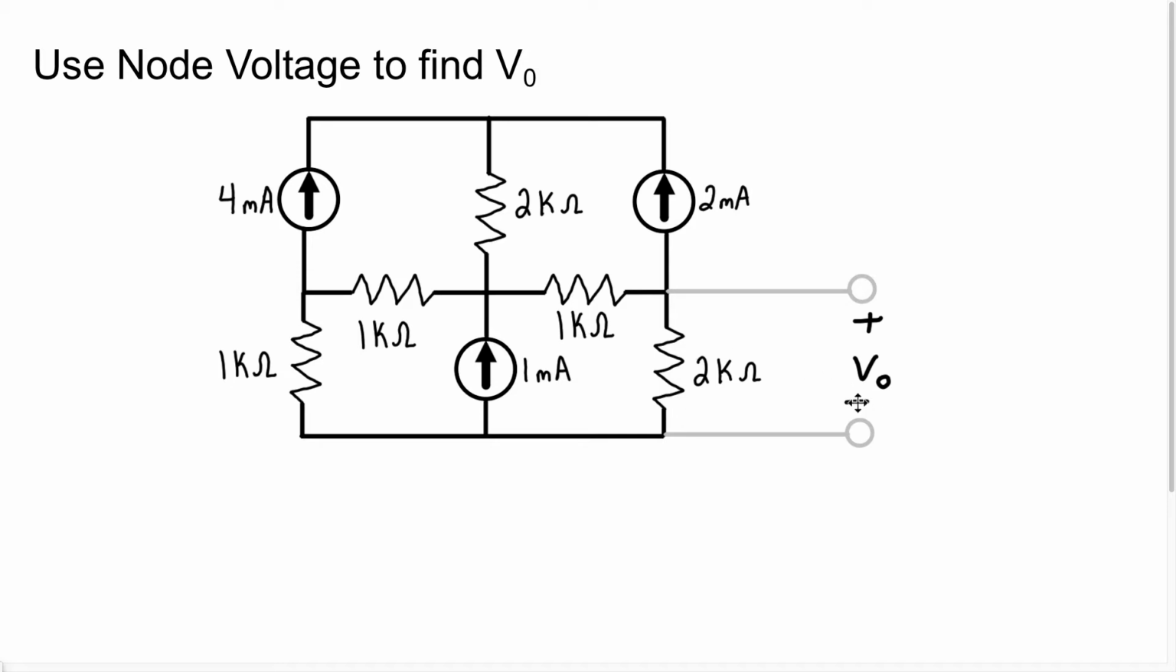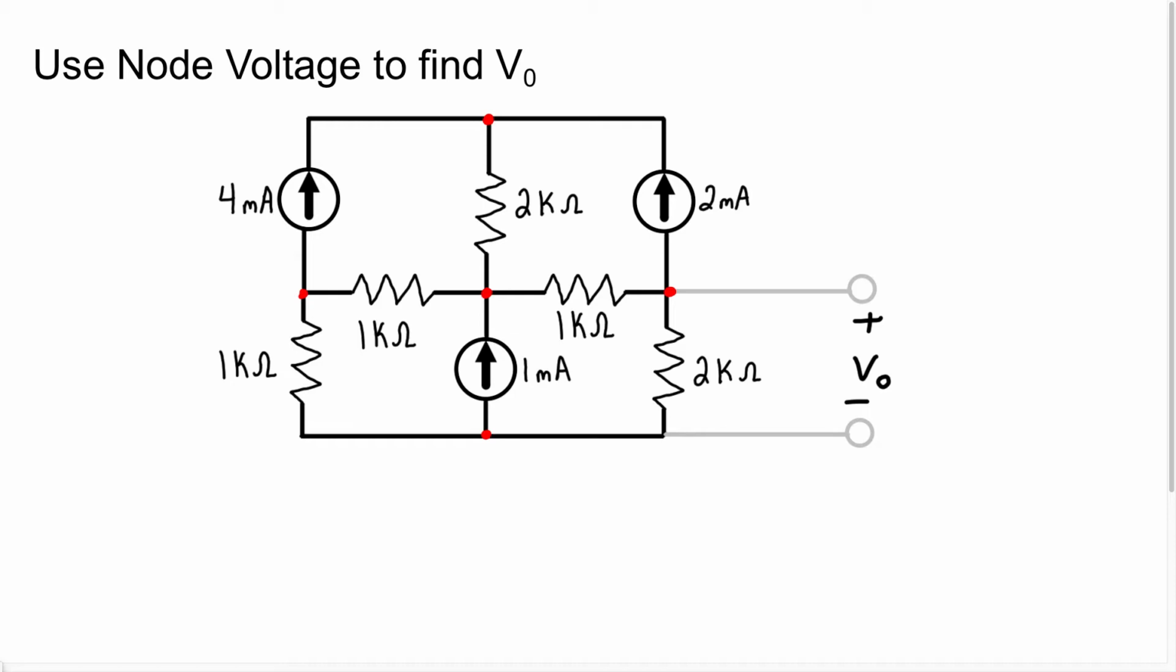Now because we want to use node voltage, the first thing we must do is label our essential nodes, right? So we know this is going to be an essential node here. We know this is an essential node here because it has 3 or more connections. This is also an essential node. This is an essential node. And this node right here is also an essential node.